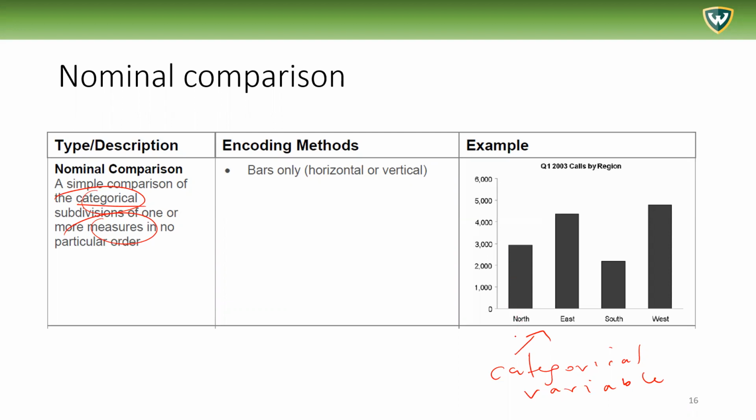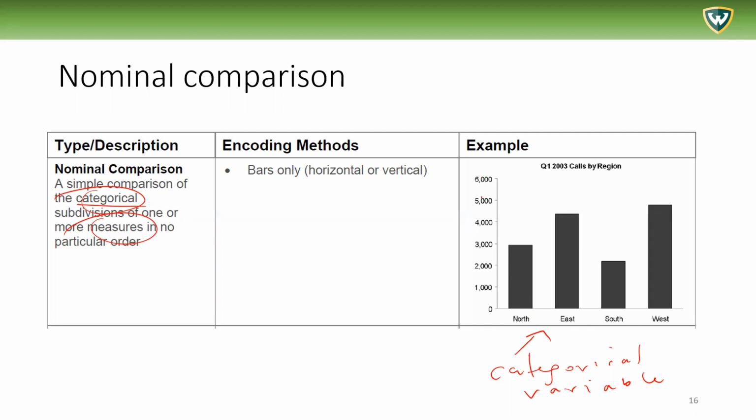So before you create this graph of north, east, south, and west, how many calls each area did, you had the data of, you know, North Dakota and Michigan, all the northern states. And what you had to do is just sum them all up into a north category. Either way, this is a categorical variable, because it's not numeric, it's qualitative.